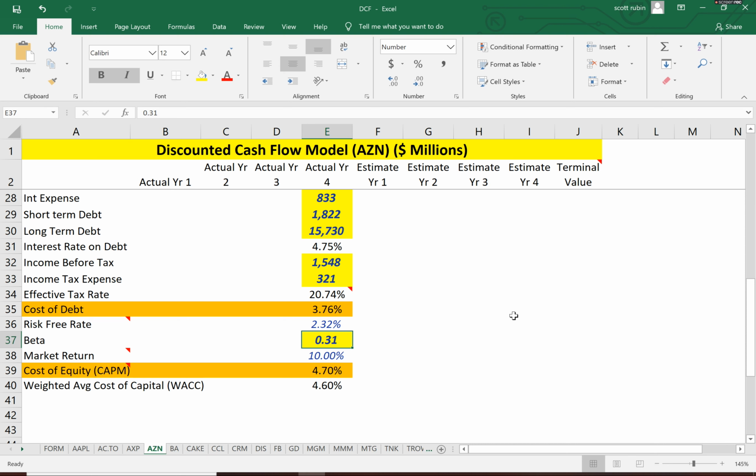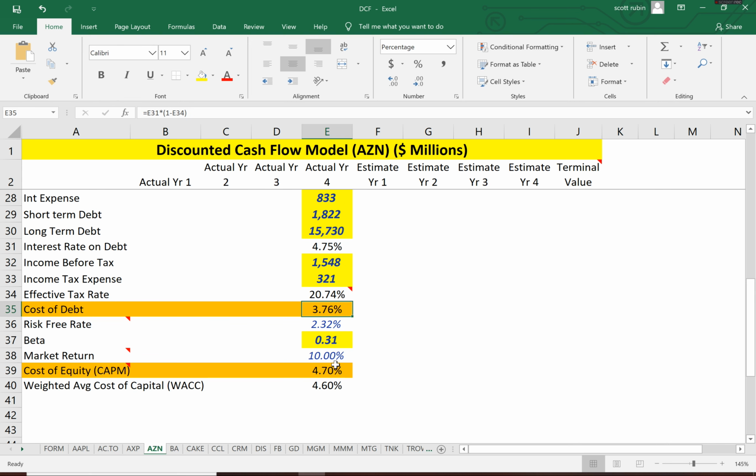In this case, AstraZeneca moves 30% of what the market moves. So if it goes up 100, they only go up 30. And if it goes down 100, they only go down 30. So it's really low volatility. That's interesting. And so we got a WACC. This is the lowest WACC I've ever seen, 4.6%. It's a blended WACC.